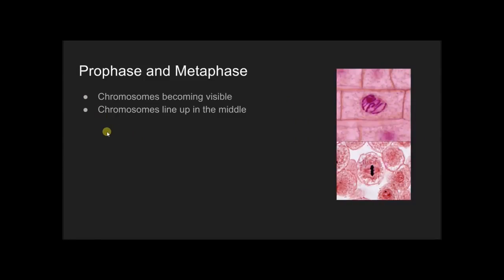Alright, so the first 2 are prophase and metaphase, and simply what happens there is the chromosomes become visible during prophase, and then they line up in the middle in metaphase. And I understand that this is a plant cell and this is an animal cell, but it works the same in both, and I just like those pictures. I felt they represented the processes very well, so I picked them.